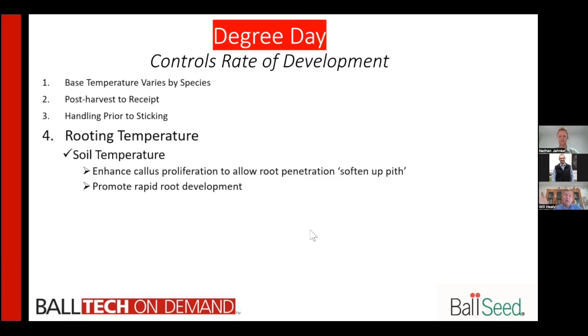Because if you think about what callus does, callus breaks apart the pith. The pith is that area between the outside epidermis and the vascular bundle. That's the tissue between there. It softens that up so that the root that's coming off the vascular bundle can easily pass through the pith and get to the outer epidermis, and then pass through the outer epidermis. You want to soften that tissue up so that the roots can come out rapidly.